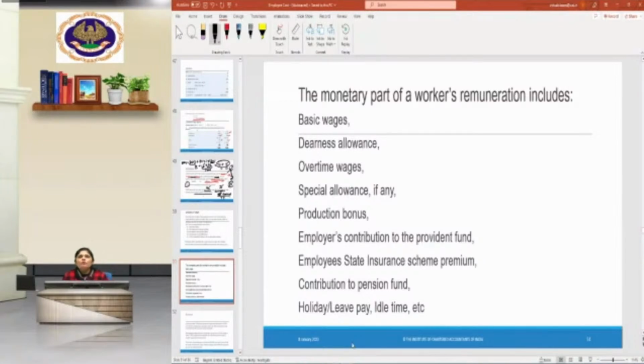On a holiday, you are getting the pay. On leave, you are getting the pay. Idle time, you are not producing anything. You are not working, but still you are paid. So all these are monetary benefits which the worker gets. And non-monetary, we have just understood.